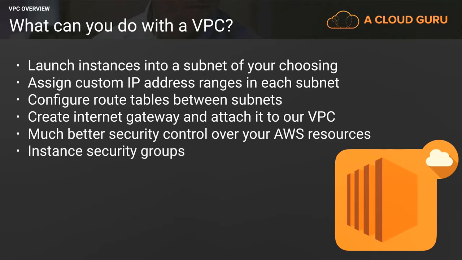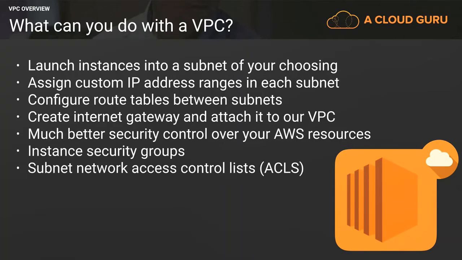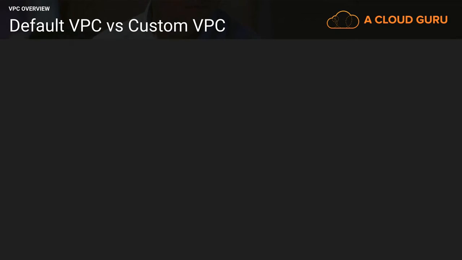Remember, a security group can span availability zones. So you can have a security group across multiple availability zones, and by definition, you can have security groups spanning multiple subnets as well. You also get subnet network access control lists, and using these NACLs you can go in and block IP addresses. So what's the difference between a default VPC and a custom VPC?